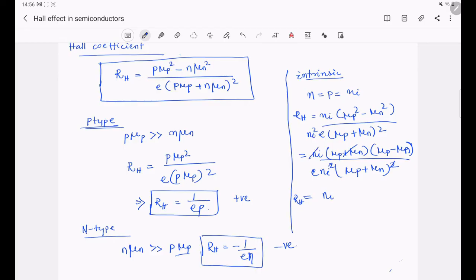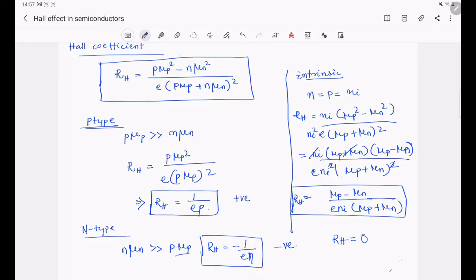Now RH will be equal to ni, and ni again will be cancelled from the numerator as well as from the denominator. So the expression will be equal to mu p minus mu n divided by e into ni into mu p plus mu n. This is the expression of the Hall coefficient in case of an intrinsic semiconductor, but ideally this RH is equal to 0 for an intrinsic semiconductor.